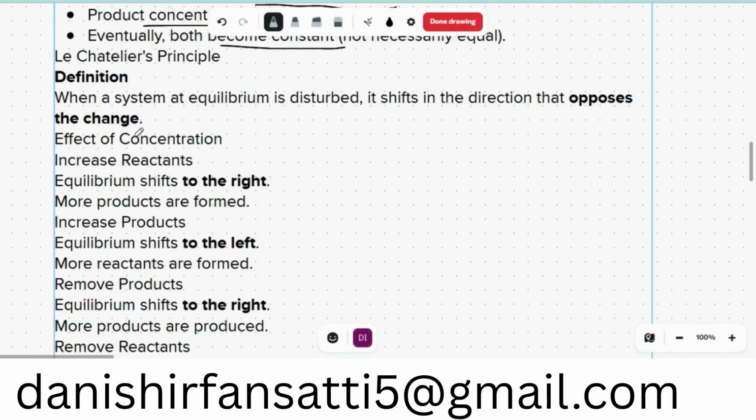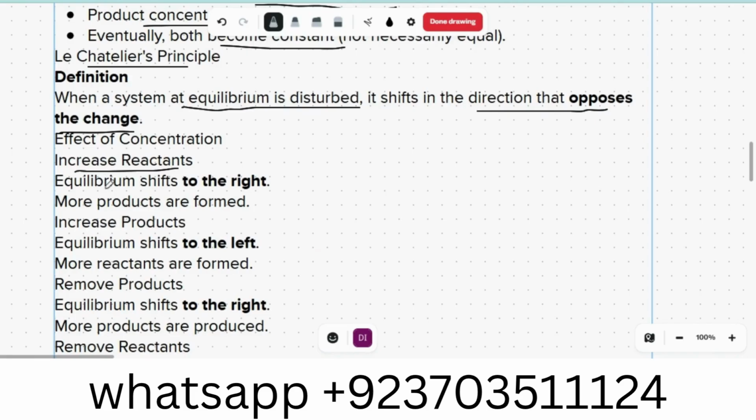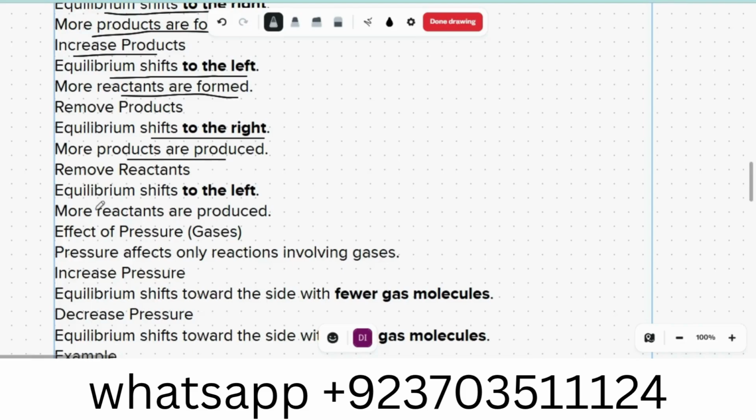Now we are going to talk about Le Chatelier's principle. When a system at equilibrium is disturbed, it shifts in the direction that opposes the change. Effect of concentration: increase reactant, equilibrium shifts to the right, more products are formed. Increase product, equilibrium shifts to the left, more reactants are formed. Remove product, equilibrium again shifts to the right, more product will be formed. Remove reactant, equilibrium shifts to the left.